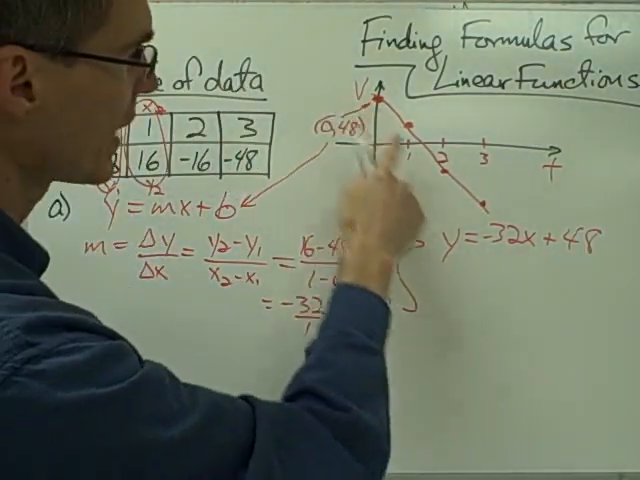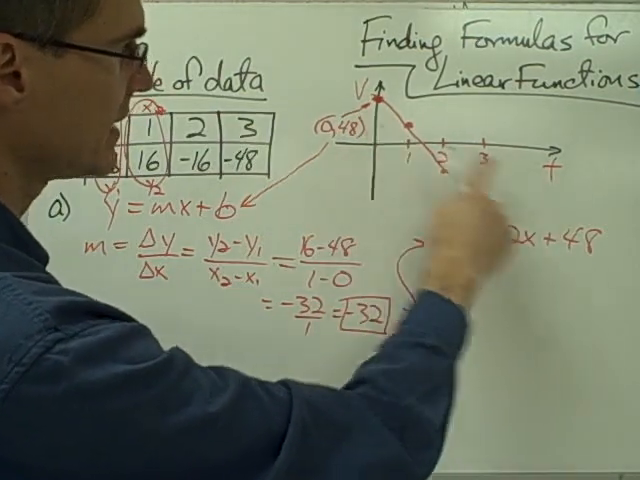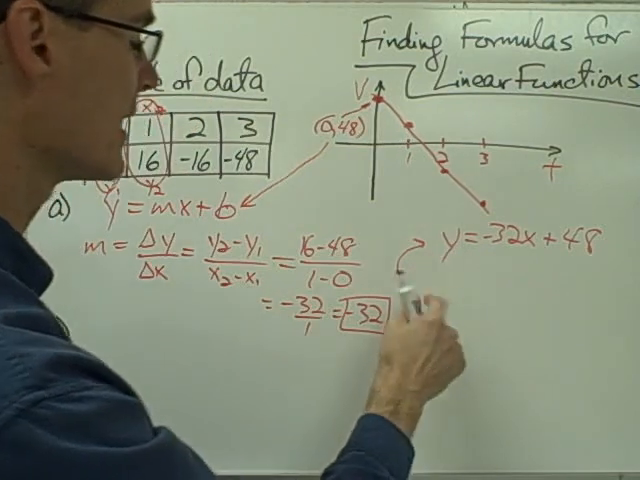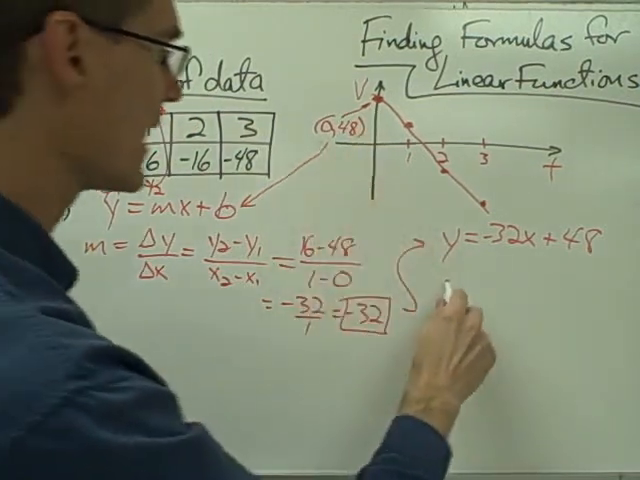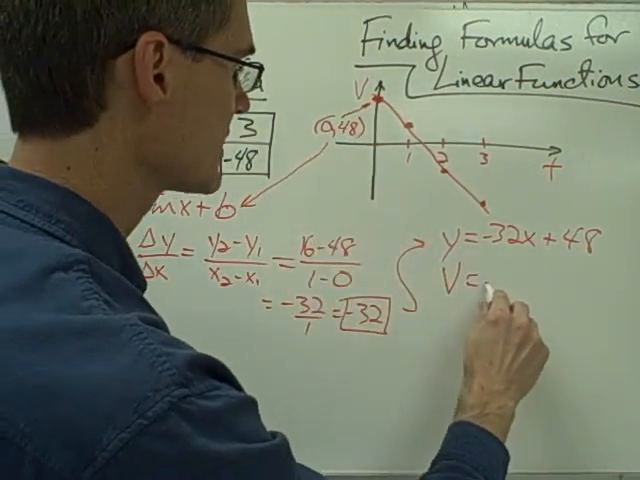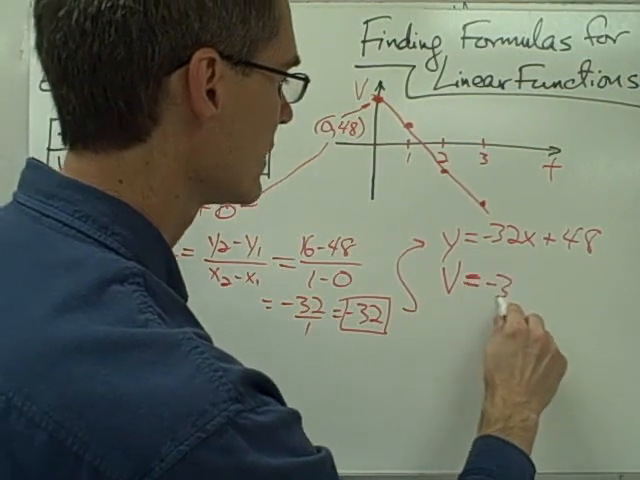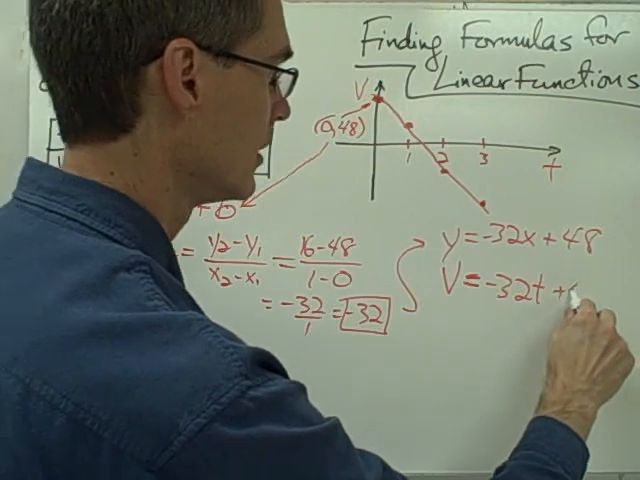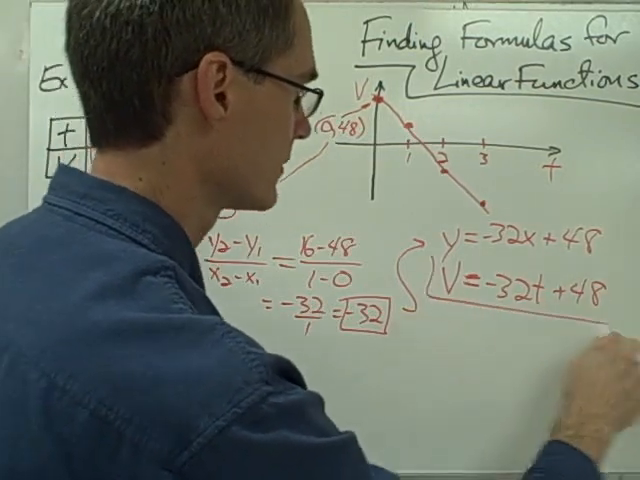Actually, I think I want to write this, since my variables are t and v instead of x and y, let me go ahead and write this in terms of t and v. So my dependent variable is not y, it's v. So velocity equals negative 32 times time, my independent variable, plus 48.